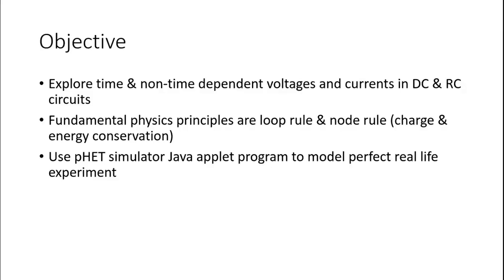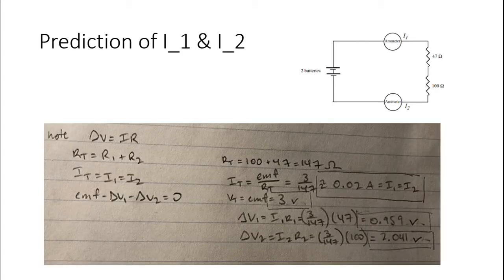Our goal here is to explore time and non-time dependent voltage and current in a DC and an RC circuit. The fundamental physics principles used are charge and energy conservation via the loop and node rules respectively, and we will use an online simulator to model a perfect real-life experiment for data collection. Our first circuit looks like this as shown.